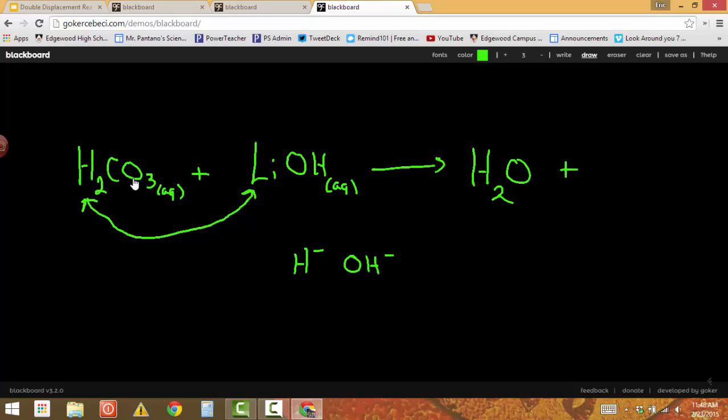Li+1, when it goes with CO3 -2, has to be written Li2CO3. But there's no 2 after the Li there. It doesn't matter. It has to be when I write lithium carbonate. So now I have to balance.